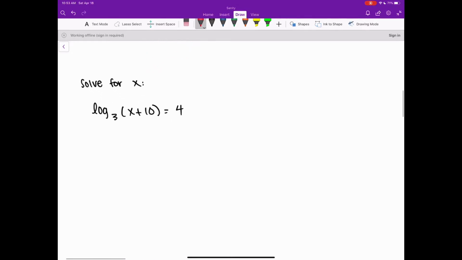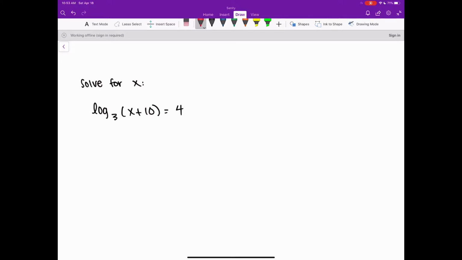It's this last one that's going to be a little bit trickier, but we can do it. So solve for x. I have log base 3 of x plus 10 equals 4. So we need to make sure that we can simplify down to get a very simple logarithm equation. And there's nothing we have to do here because it already is just a very simple logarithm equation. So my next step is I'm going to write this as an exponential equation, being able to go back and forth between those two forms.